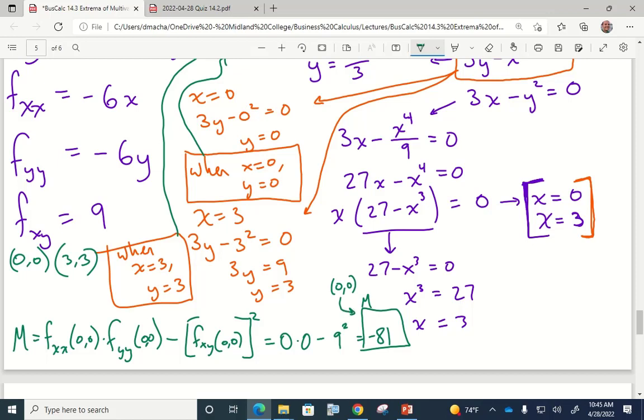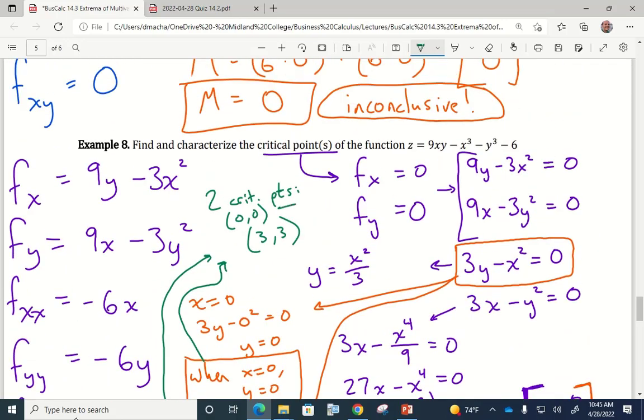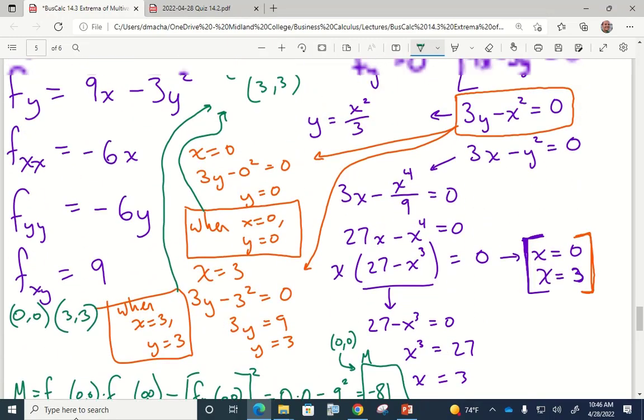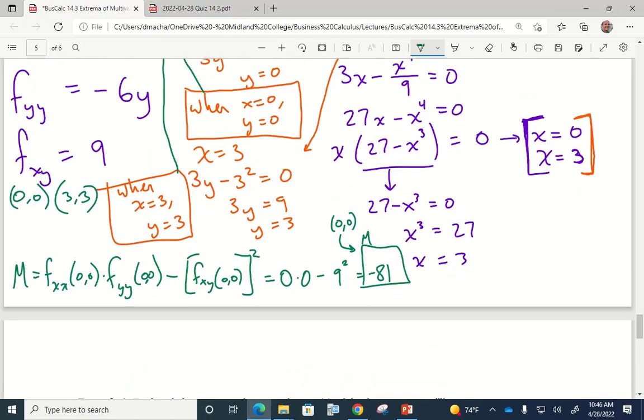So at that point 0, 0, my m is negative, and if m is negative, I think that means it's a saddle point, right? Yeah. So I'm going to have a saddle point at 0, 0. And I still have another critical point, and I want to characterize my critical point at 3, 3. So I'm going to do that on the top of this next page, I guess.